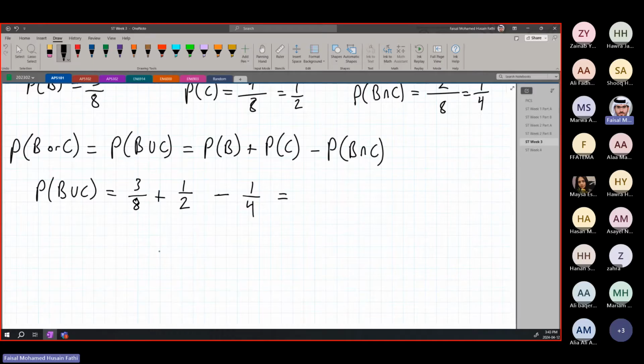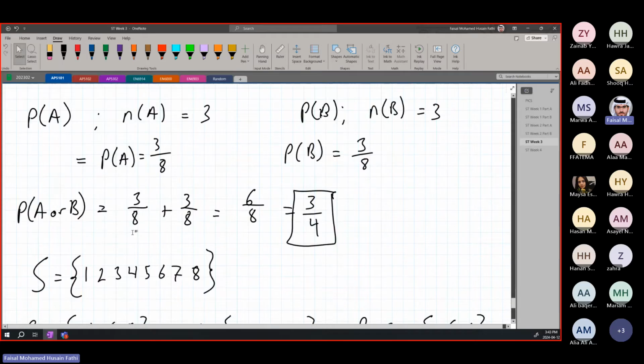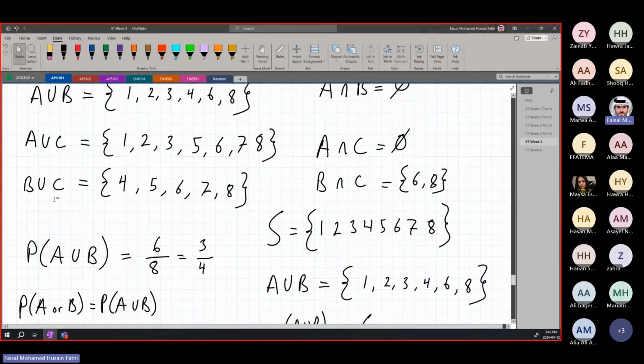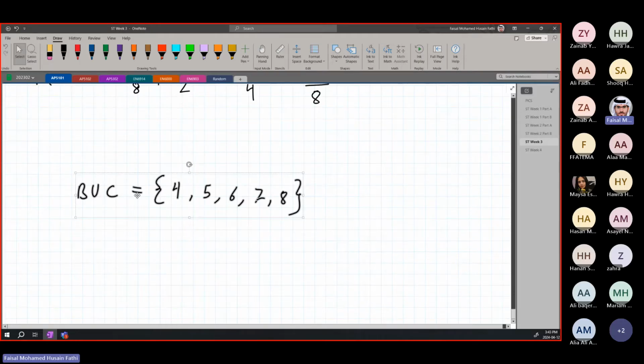So this is going to be equal to 3/8 plus half minus a quarter, which is equal to 5/8. Very quick way to check. All right, since we already found B union C, where did it go? We already found B union C.